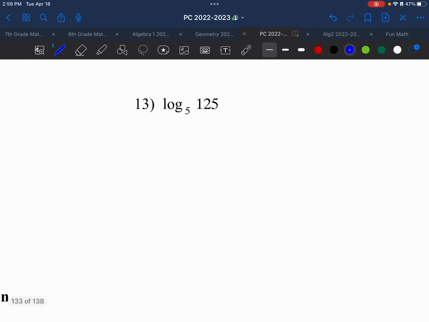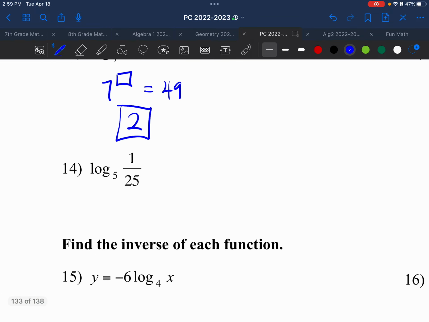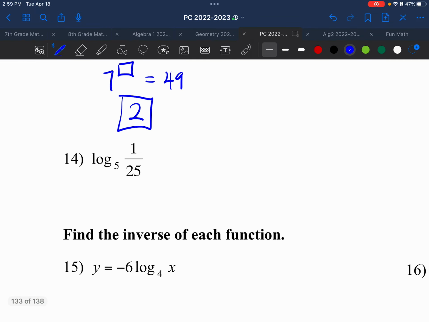Moving on to 13. Again, I'm thinking of this as the what power function. What power does 5 need to be raised to in order to get 125? Well, 5 to the power of 3 is 125, so 3 is our answer. And over here, again, I always think about this as the what power function. What power does 5 need to be raised to in order to get it flipped and squared to get to 25? Well, flipping it will make us negative. Anything to the negative power will flip us. And to get from 5 to 25, we square it. So the answer here is negative 2.